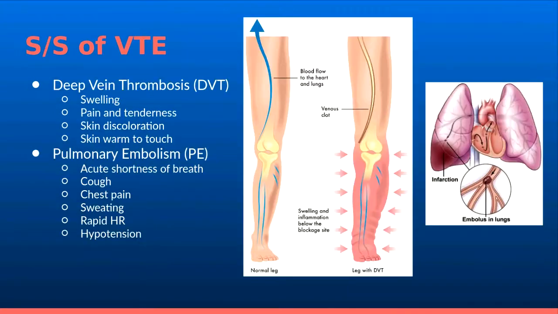Okay, so two major blockages that can occur are DVTs and PEs, pulmonary embolisms. So with DVTs, there are some signs that will help you differentiate from other conditions. Comparing the affected leg to the non-affected leg, you may notice swelling and tenderness, skin discoloration, and that the skin is warm to touch. You can see in this picture, it's very boggy. Also, with pulmonary embolisms, the patient may experience shortness of breath, cough, chest pain, sweating, rapid heart rate, and hypotension.